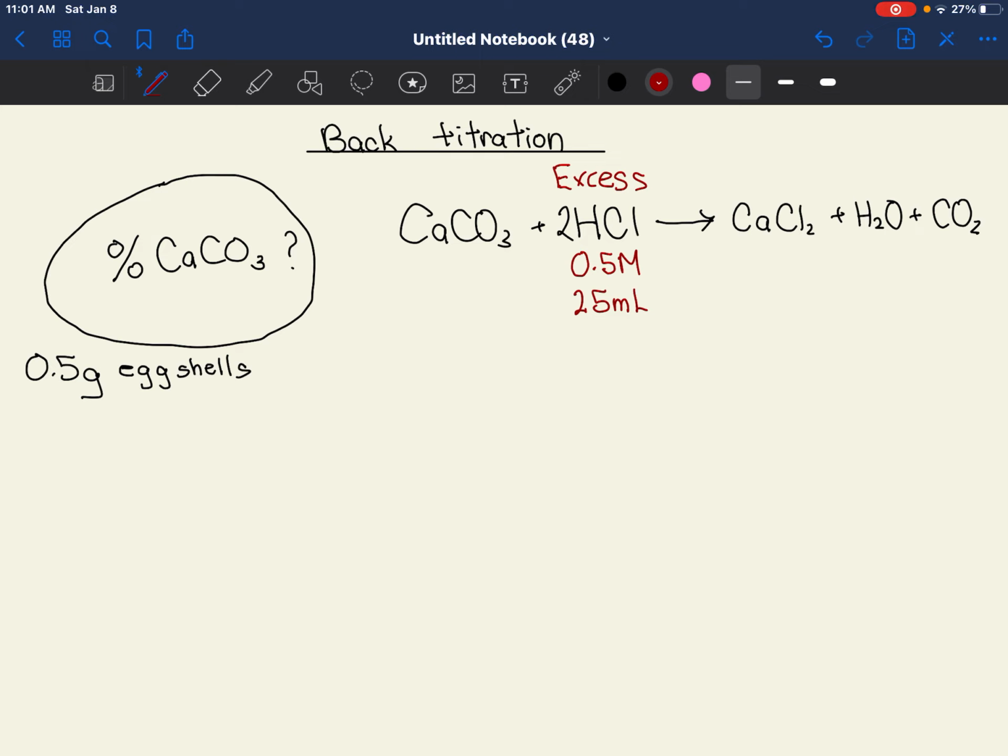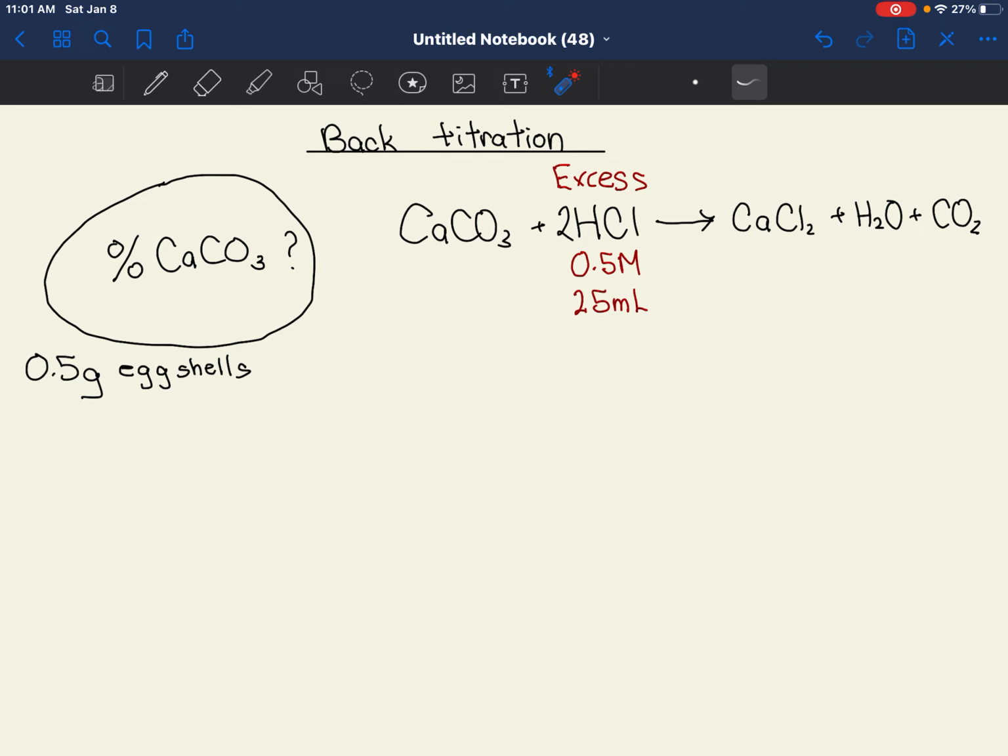Okay, so that is something that you set. You want to make sure all the calcium carbonate is reacted, because if you have some of these left behind, then the percentage of calcium carbonate won't be accurate. So you have to make sure that all of the calcium carbonate in your eggshells is reacted with hydrochloric acid.